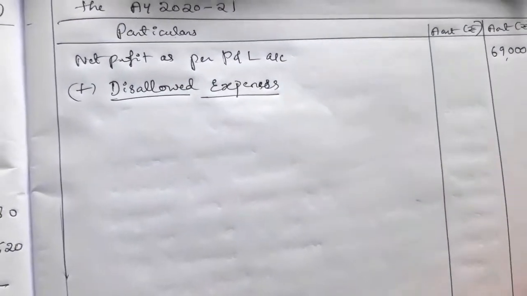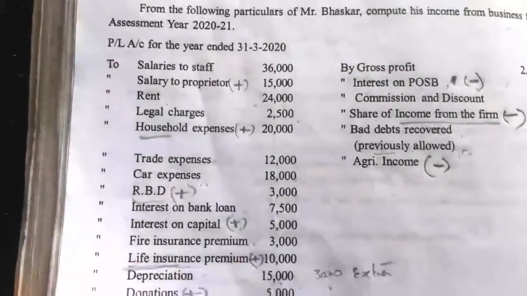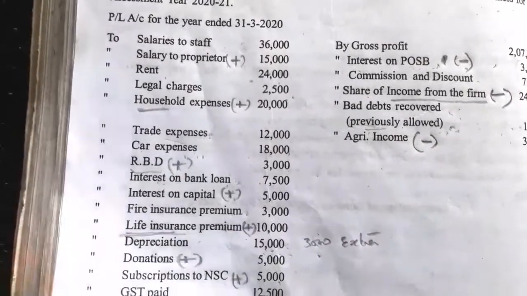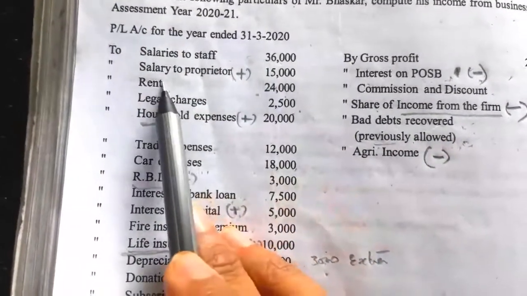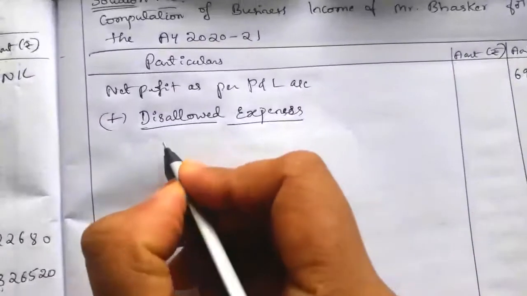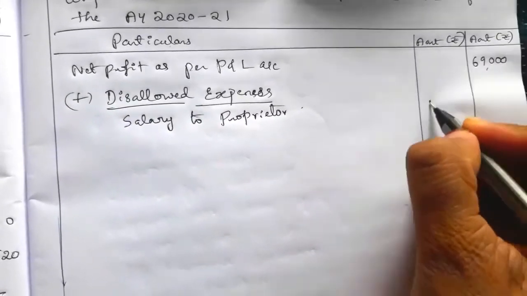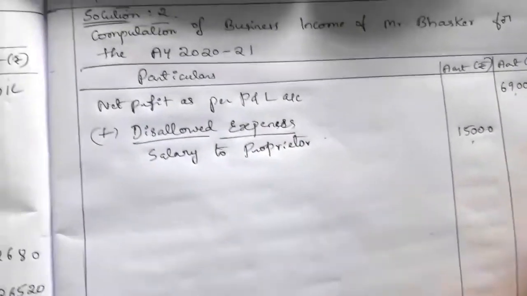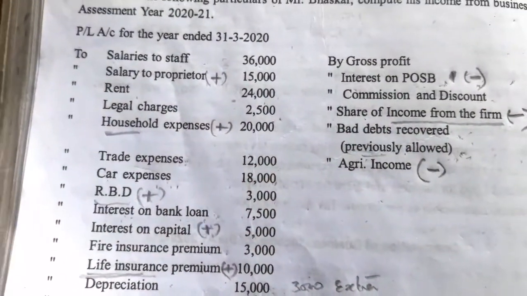So we'll write the disallowed expenses one by one. To write the disallowed expenses, we have to see the debit side of the profit and loss account. Salary to staff is allowed. Second, salary to proprietor is disallowed. So write salary to proprietor. The salary to proprietor amount is rupees 15,000, and 15,000 is disallowed.